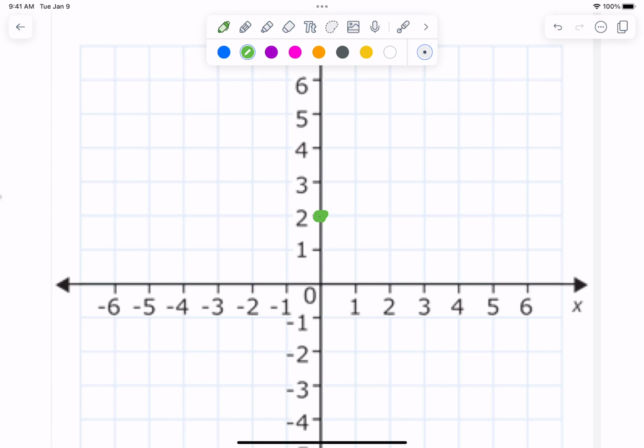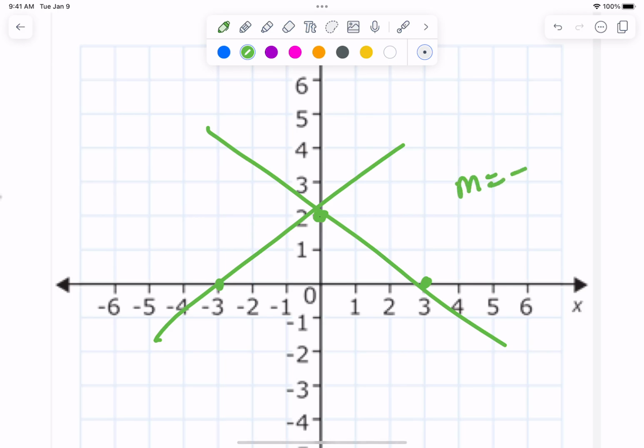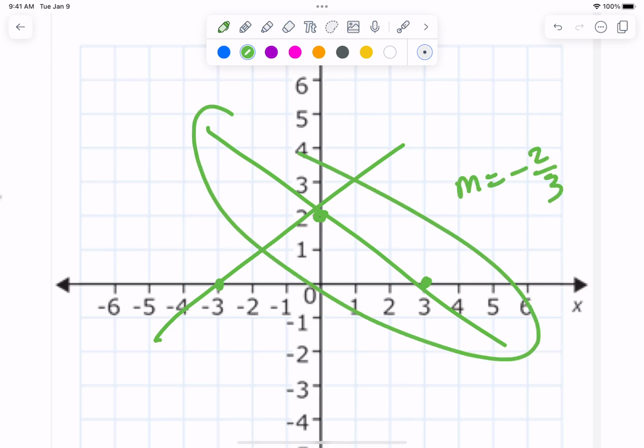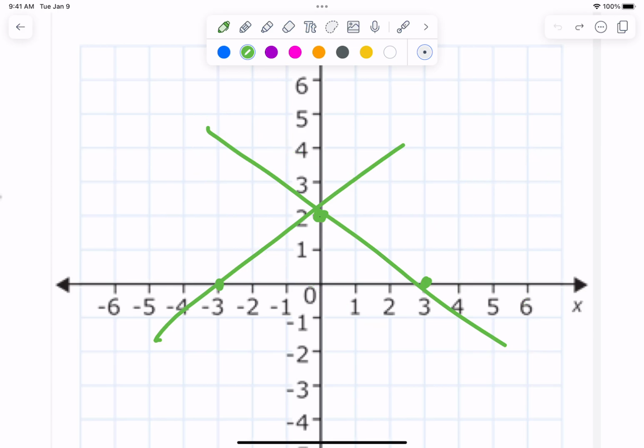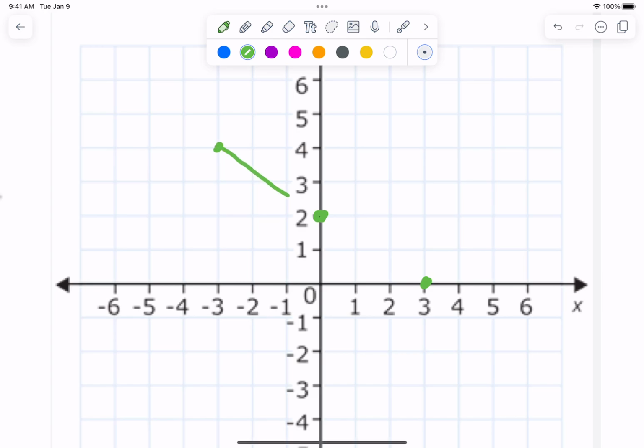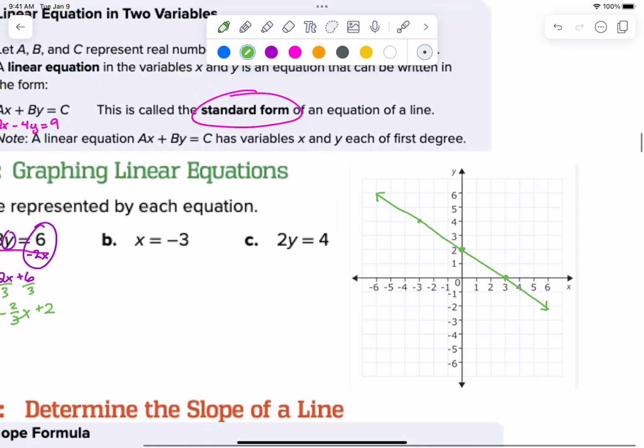The slope is negative 2/3. So I go down 2 and over 3. Which way? Not that way, the second way, the one that's going downhill, because my slope is negative 2/3. So I want this one. I'm going to get rid of that dot and go this direction. That's what that first equation should look like. My slope should be going downhill. Got it? Okay. All right, next one.